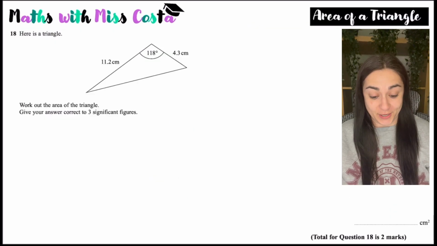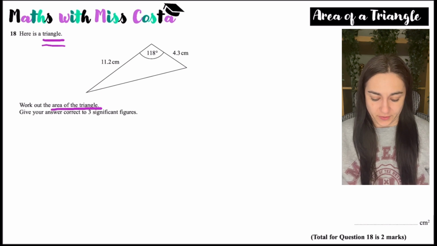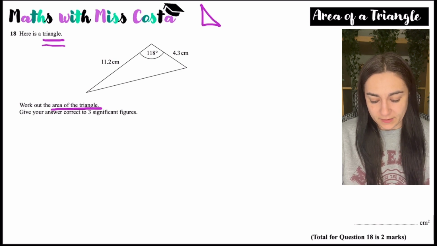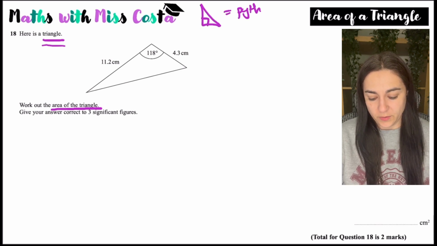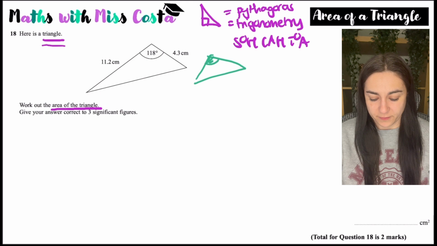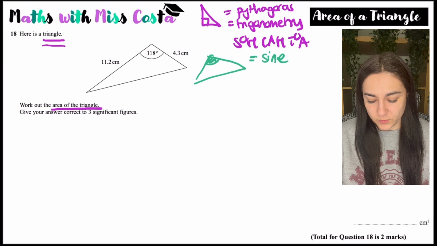Okay, so in this question, I'm being given a triangle and I'm being asked to work out the area of the triangle. Now, whenever you've been given a right angle triangle, you know that you can either use Pythagoras or your standard trigonometry, which is SOHCAHTOA. If, however, you have been given a triangle that does not have a right angle, you're going to have one of three options. You either use the sine rule, the cosine rule, or the area of a triangle.